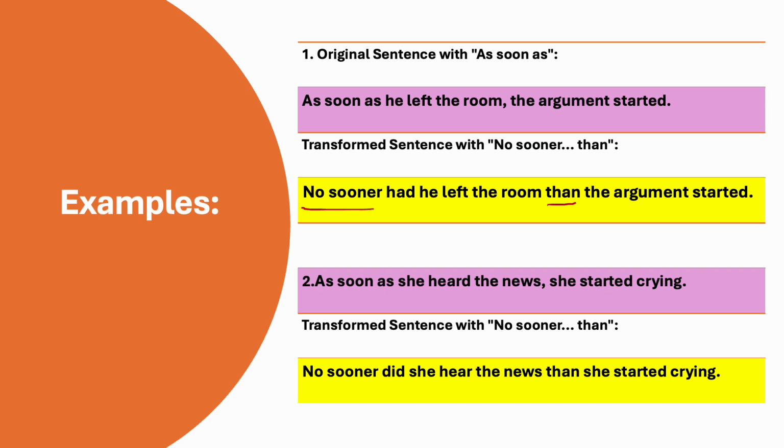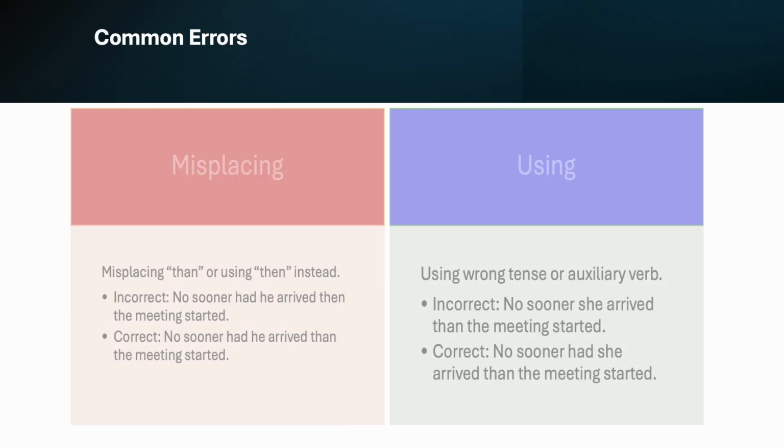Similarly here, as soon as she heard the news, she started crying. So no sooner. Now again we have the auxiliary verb did. Why did we use the past tense? Because here in the question we have the past tense: she heard. So accordingly we are using the auxiliary verb did here. Since we don't have the other auxiliary verb, we are using the do form of the verb. The past tense of do is did. So no sooner did she hear the news, and the very important thing that you have to add in is than.